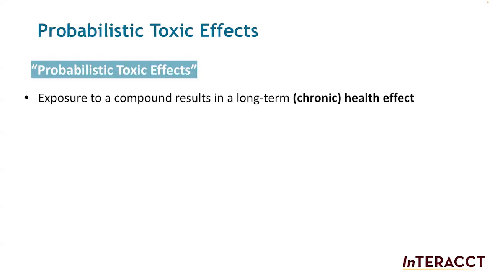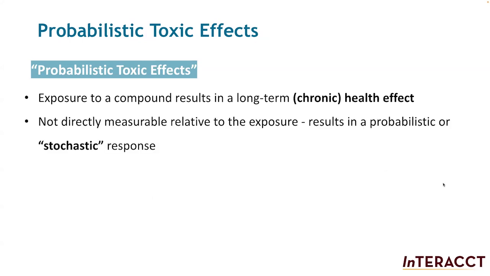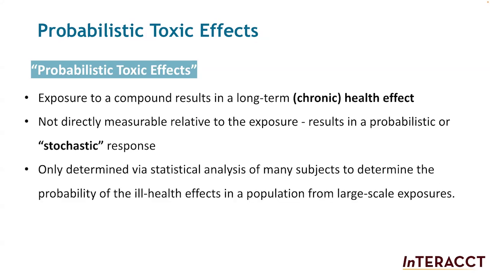Probabilistic toxic effects are long-term effects that are not directly measurable relative to exposure level. These effects require statistical analysis of large populations to determine risk. Cancer is a classic example of a probabilistic effect because it can take years to develop and is influenced by many factors beyond just exposure.